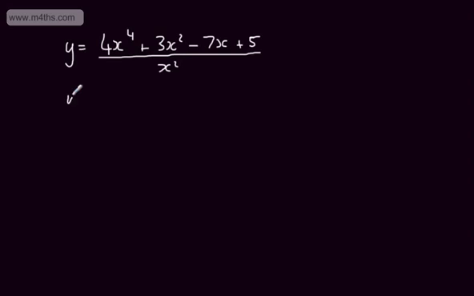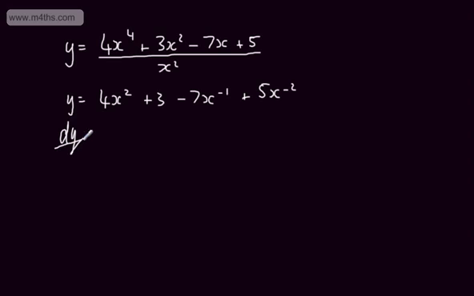So we could say now that y is equal to 4x to the 4th over x squared, which would give me 4x squared. We'd have 3x squared over x squared, which would just give me plus 3. Minus 7x over x squared, which would give me minus 7 over x, or minus 7x to the power of minus 1, plus 5 over x squared, or we could say 5x to the power of minus 2.